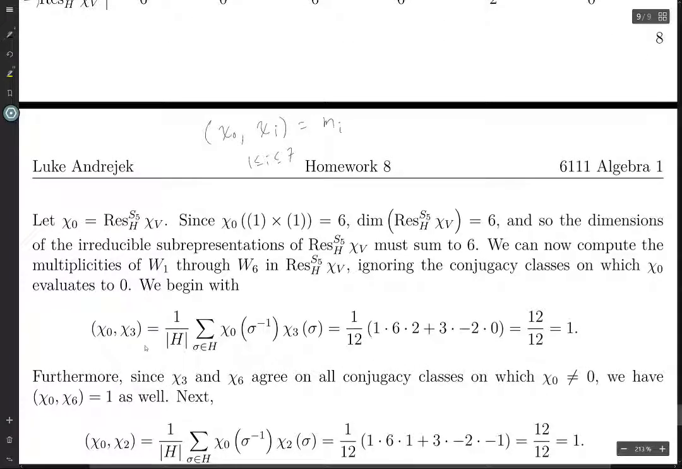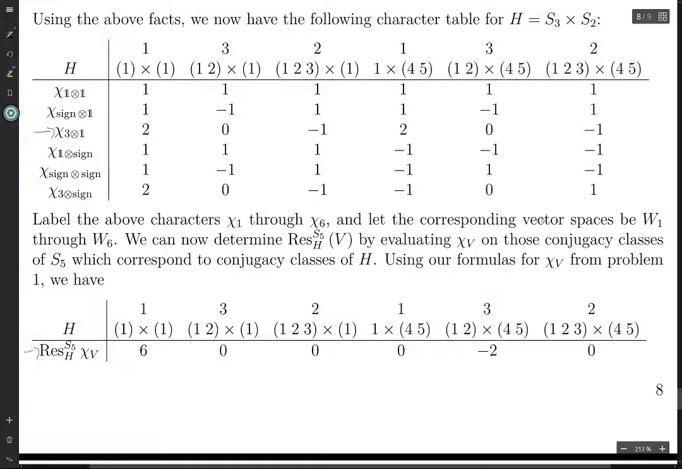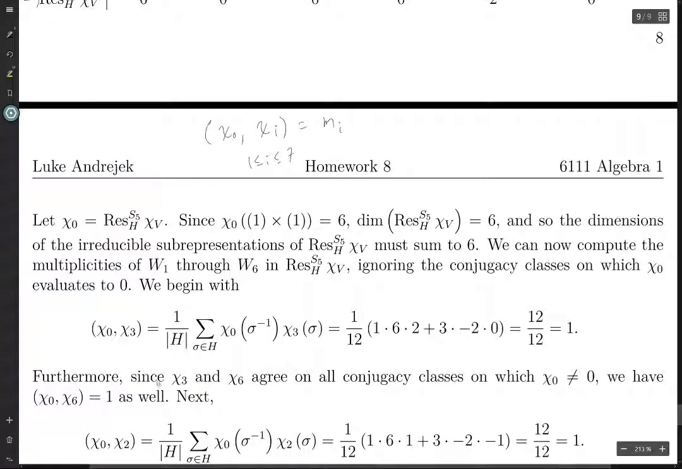So, therefore, let's see, what did I call these? Did I call these W1 through W6? So, therefore, W3 is an irreducible subrepresentation of V.